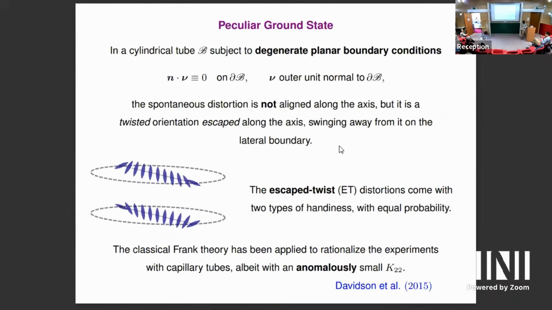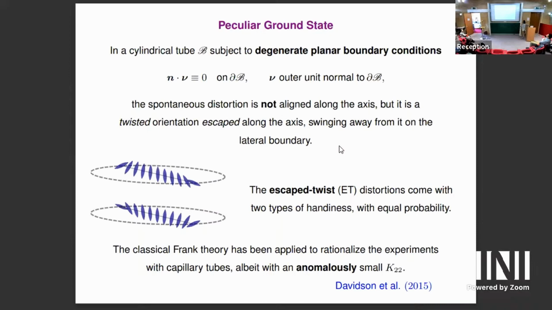And chromonic liquid crystals in 3 dimensions have become of interest because when they are confined in a cylindrical tube, which is subject to the generic planar boundary conditions, which means that the director must be tangent to the boundary but free to orient in any direction, the director field does not acquire the spontaneous natural state in which it is constant along the axis, which is the only uniform orientation compatible with the boundary condition, but it acquires instead a twisted orientation which is escaped along the axis, which means that the director rotates clockwise or counterclockwise with equal probability since the lack of chirality of the molecular aggregates, and swinging away from the axis on the lateral boundary.